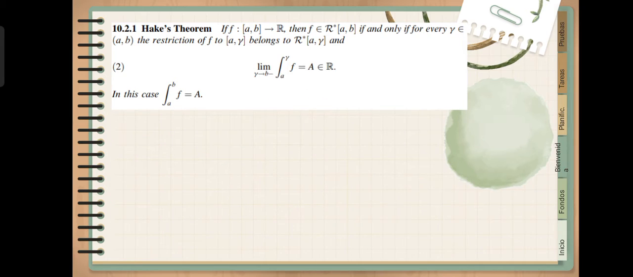In 10.2.1, Hake's theorem: if f from [a,b] to the real numbers, then f is an element of R*[a,b] if and only if for every gamma in [a,b), the restriction of f to [a,gamma] belongs to R*[a,gamma], and in equation 2, the limit as gamma approaches b from the left of the integral from a to gamma of f is equal to A, an element of the real numbers. In this case, the integral from a to b of f is equal to A.